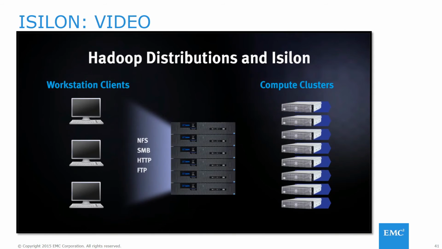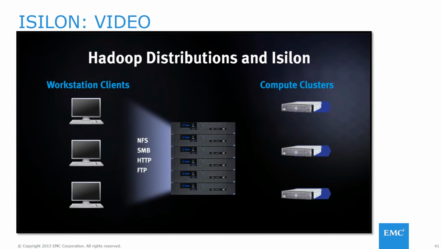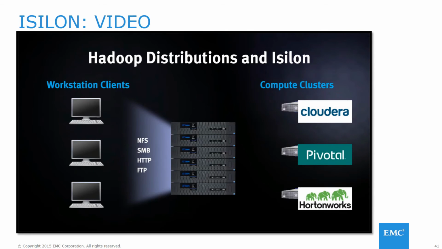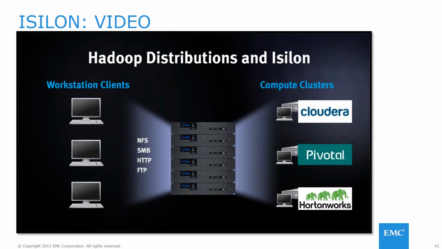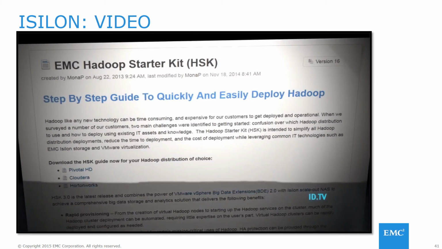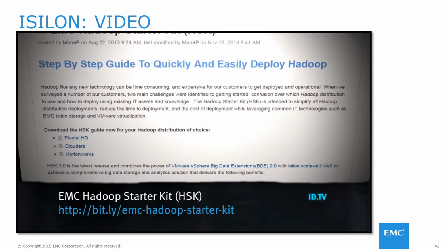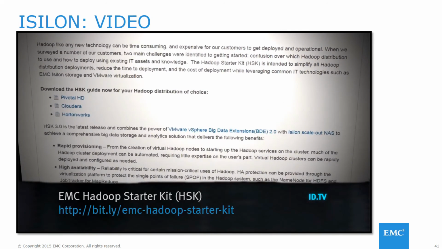Now that you understand the basics, the next step is to determine which Hadoop distribution you'll use. Isilon supports Hadoop distributions such as Cloudera, Pivotal, and Hortonworks. The distributions are installed in a compute cluster, and then the compute clients connect to the Isilon cluster over the HDFS protocol to access Hadoop data. Refer to the Hadoop Starter Kit for instructions on how to implement your chosen Hadoop distribution.